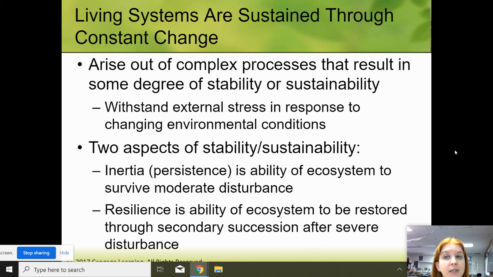And then resilience is the ability of an ecosystem to be restored through secondary succession after a severe disturbance. So if I had a forest fire and I just took the whole forest out, trees are gone, everything is down, or you had a fire in the grassland, they're both decimated, but that grassland is going to be much more resilient and come back much faster than the forest will. So the forest might have better persistence and inertia, but that grassland is going to have better resilience. So hopefully that makes sense to you guys.